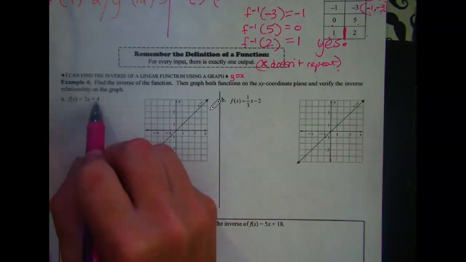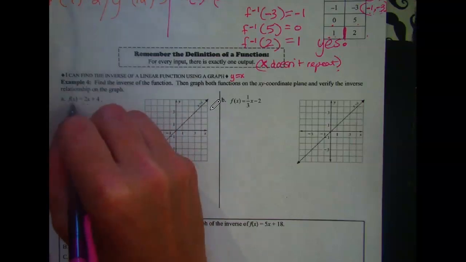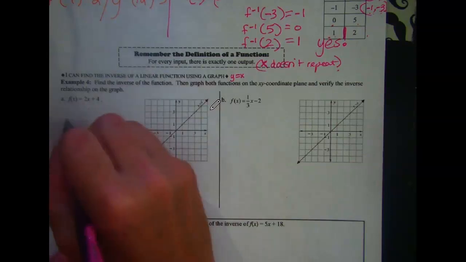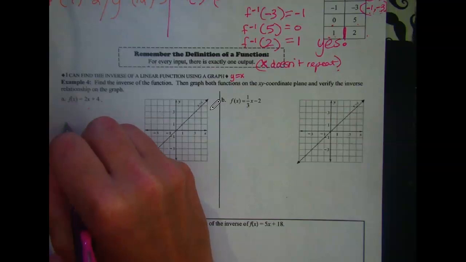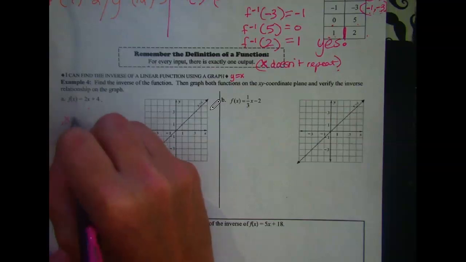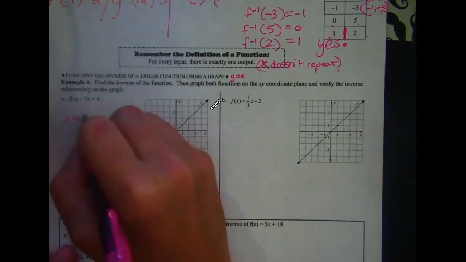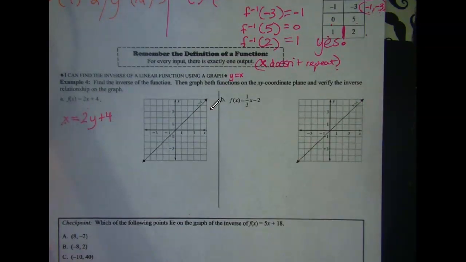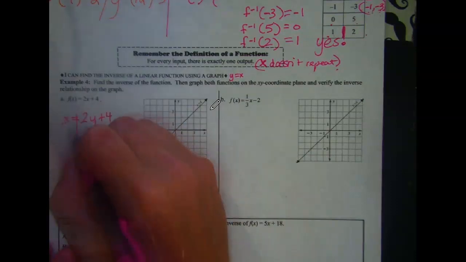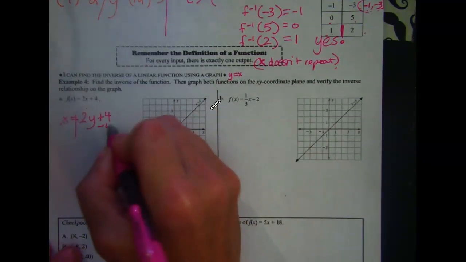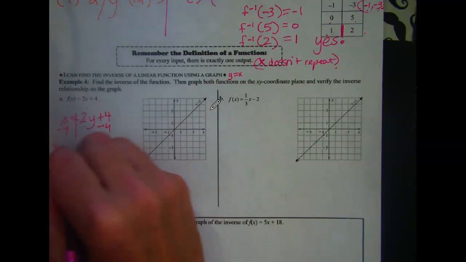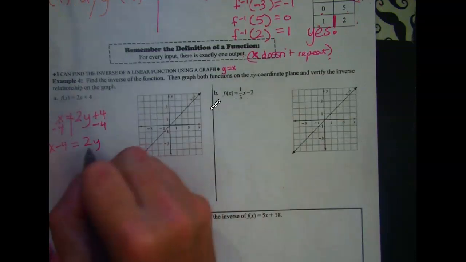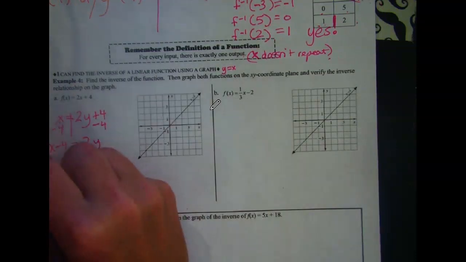So to find my inverse, remember, I make this f of x equal y and this x, and then I switch the two. So this actually just becomes x equals 2y plus 4, and then I'm going to solve. Okay, and I have to do -4, so x minus 4 equals 2y. And then what I end up doing is I divide everything by 2.